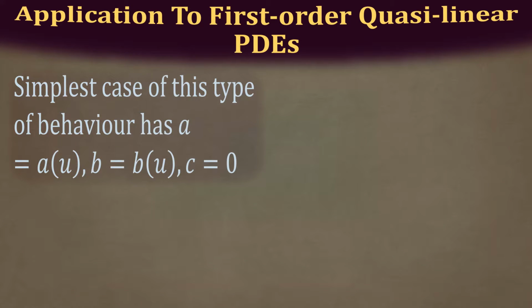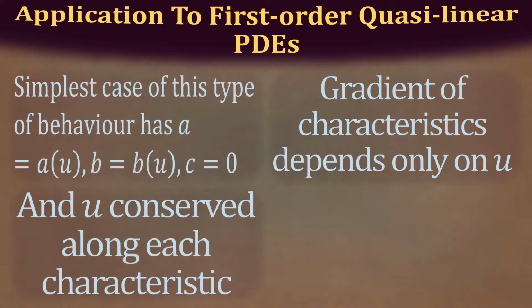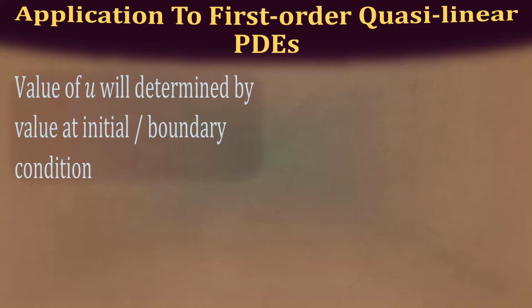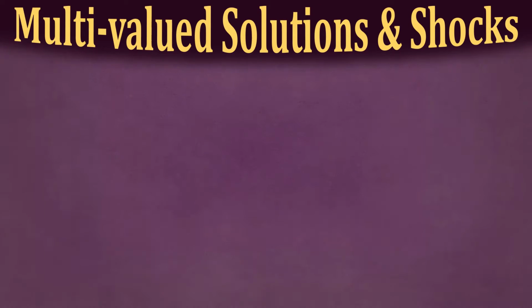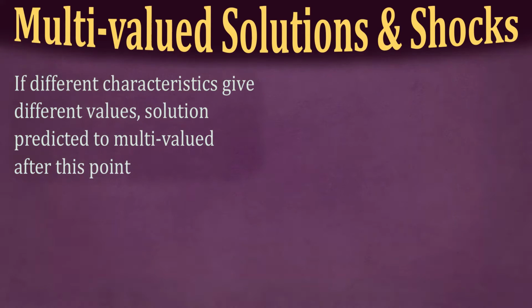The simplest case of this type of behavior has a equal to a(u), b equal to b(u), and c equal to 0. Then the gradient of the characteristic depends only on u and not on either of the independent variables, and u is conserved along each characteristic. Then, although we do not know the path of the characteristic like before, we do know that they will be straight lines. The value of u, and hence the gradient, will be determined by the value at the initial or boundary condition.